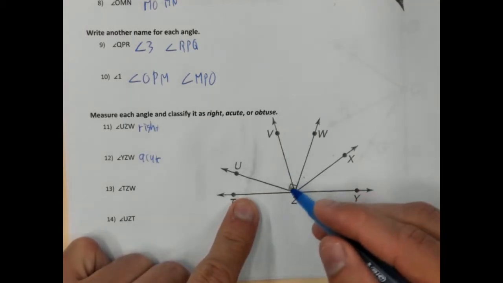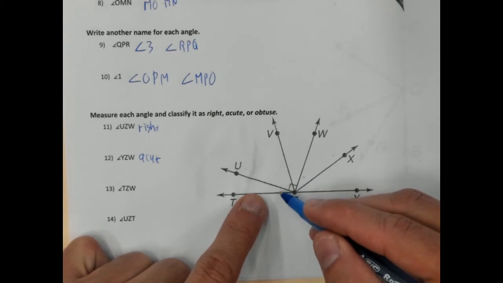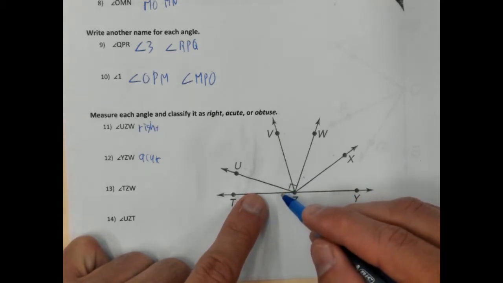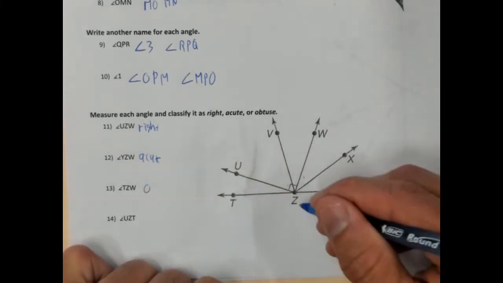TZW, so we know this is 90. We know this is another angle, more than 0. So this has to be greater than 90. Therefore, it has to be obtuse when it's combined together.